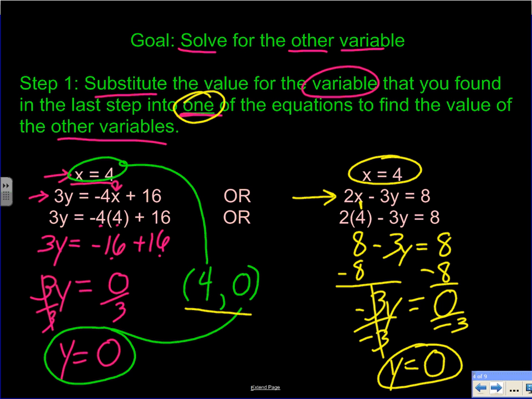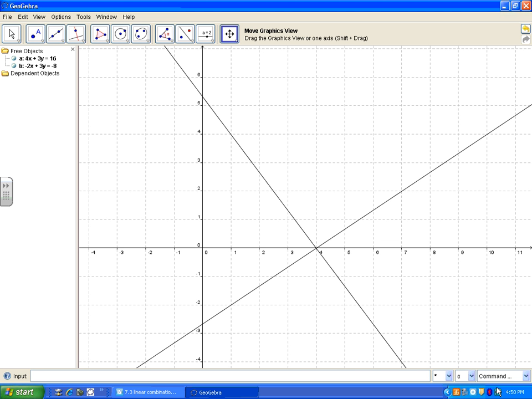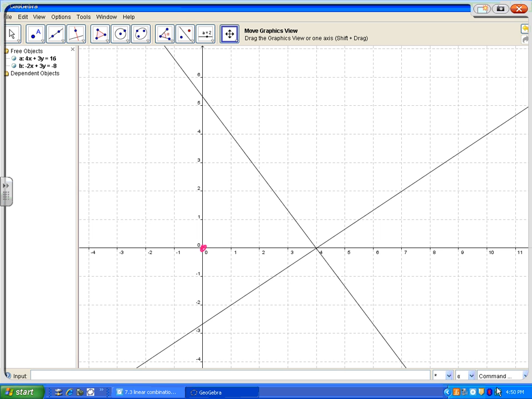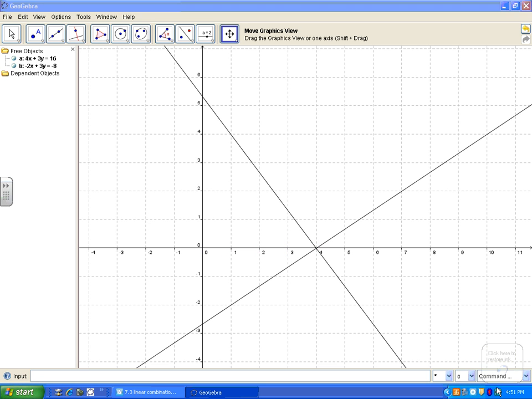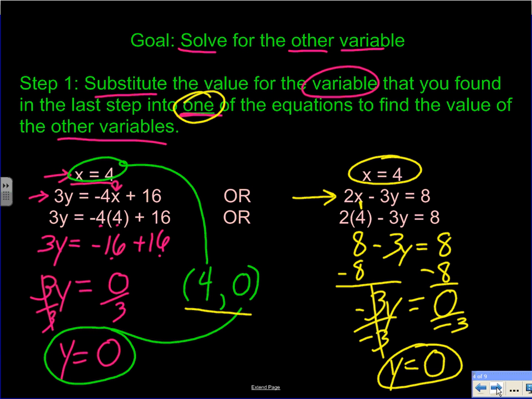We can look. Let me bring up a graph here real quick, a graph of those two equations. And do those two equations cross at (4, 0)? Yeah, they do, because if you start at the origin, you can go to the right 1, 2, 3, 4, and up and down 0, so (4, 0). And that's where those two lines are intersecting, and that's where those two equations from our system of linear equations will be crossing. So now we're back here.